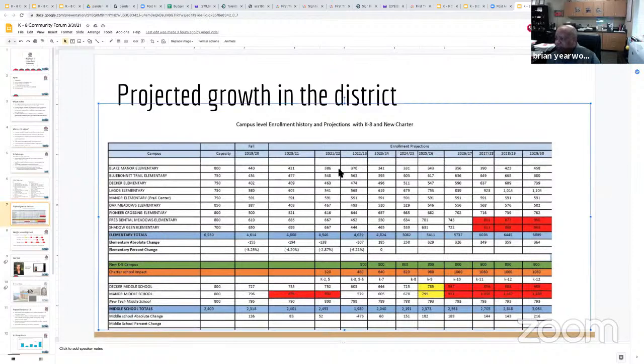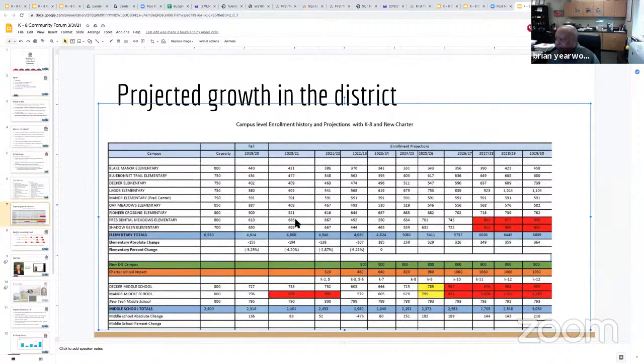So let's talk about that for just a minute. The main schools that we are most concerned about, there are three key schools here: Presidential Meadows, Shadow Glen, and then the middle schools, especially Manor Middle School. As we look at the numbers in Presidential Meadows, we see that there's growth occurring. The numbers are going up, Presidential Meadows and Shadow Glen, starting at 600, getting up to 700.